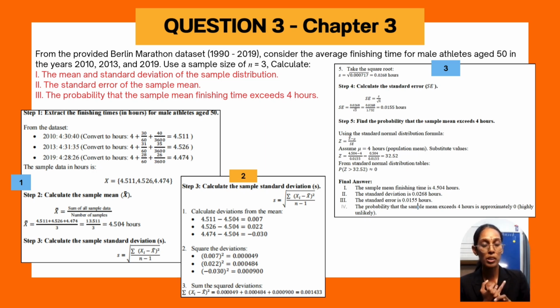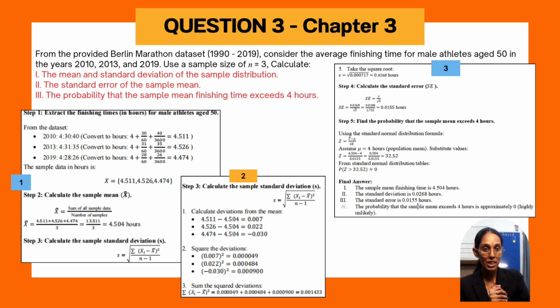First, we must compute the deviations from the mean and square them. Next, sum the squared deviations and divide by n minus 1, which equals 2. Take the square root to get s equals 0.0268 hours. The standard error was then calculated as SE equals standard deviation over square root of n, which equals 0.0155 hours. Then we finally determine the probability that the sample mean exceeds 4 hours using the z-score formula.